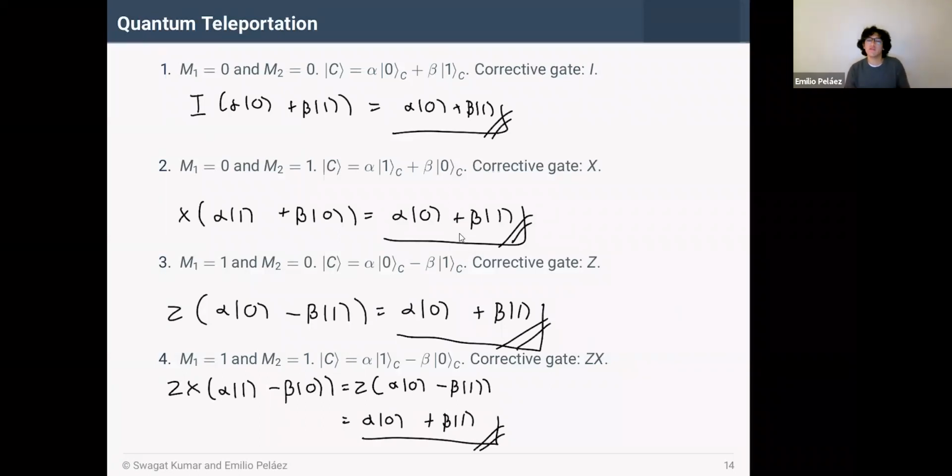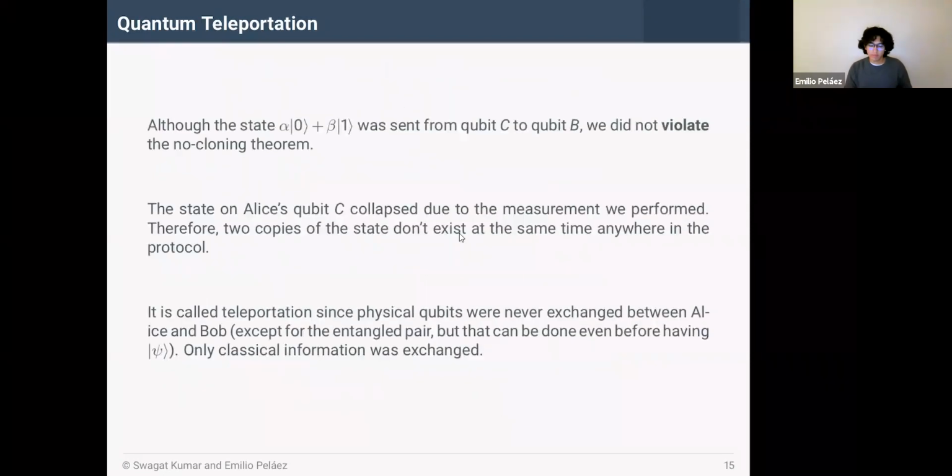And in all cases, the state we wanted to teleport goes from qubit C to qubit B. So that's basically how we teleport the state. And although the state was sent from qubit C to qubit B, we did not violate the no-cloning theorem. And this is because of the measurement. In the measurement, the state of Alice's qubit C collapses. And therefore, at no point in the protocol do we have two copies of the state psi. So we did not violate the no-cloning theorem because we didn't have two copies of the same state at any point in the protocol.